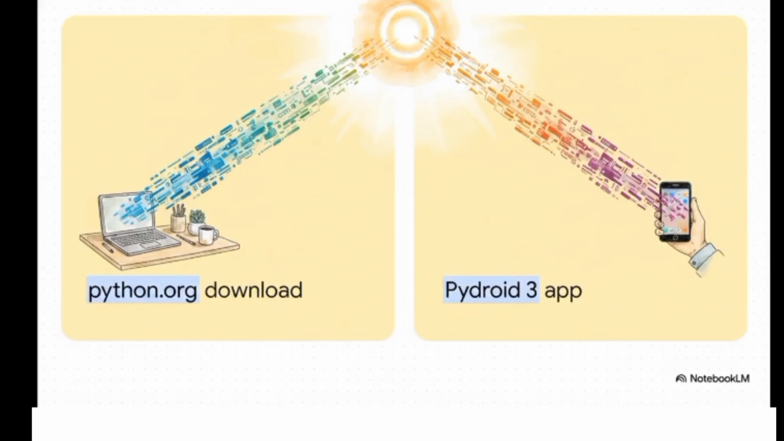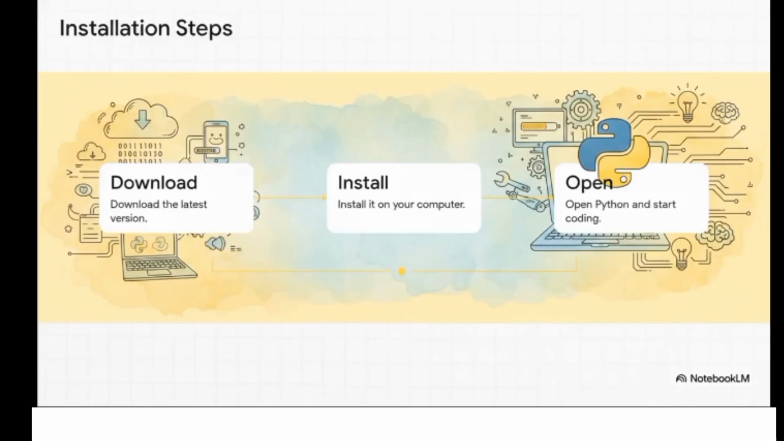But if you only have a smartphone, you are still completely included in this tech revolution. You can simply grab the Pydroid 3 app directly on the Google Play Store. Both of these paths are completely free, and both will allow you to send prompts to incredibly powerful AI brains right from your screen. You already possess the hardware you need to get started today. How cool is that? So let's actually walk through getting this set up together.